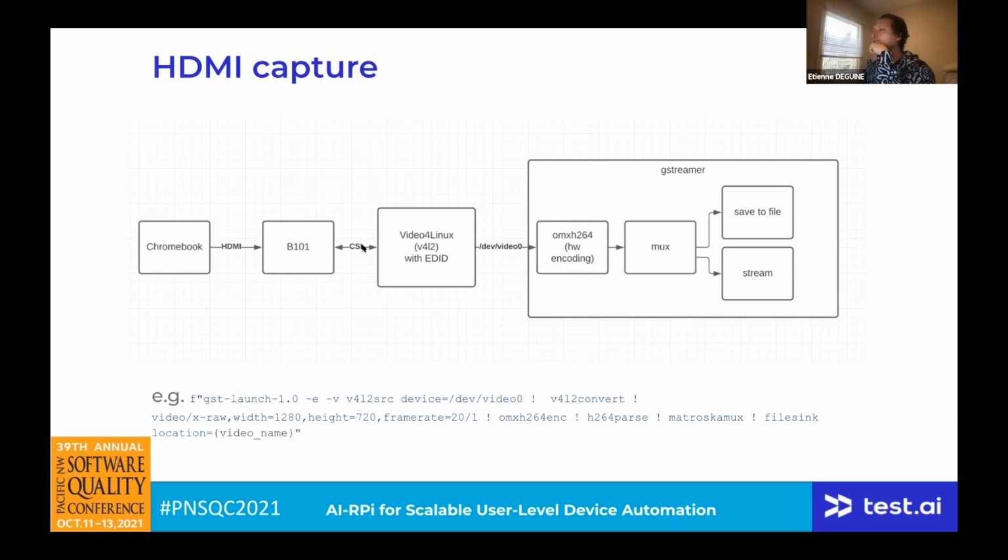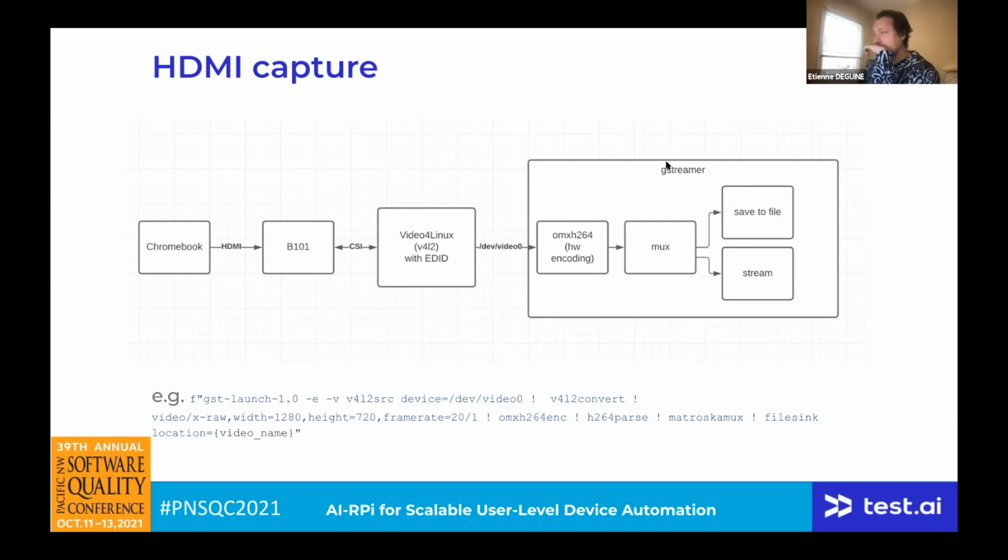CSI is like one of those kinds of plugs that is on the motherboard of the Raspberry Pi, so it's inside the box. Then once you have this, we use a set of drivers called Video for Linux to basically show the device as /dev/video0. So it just shows up in Linux like any other video device. And then we pipe this video into a tool called GStreamer, which is a tool for manipulating video and audio feeds. It's a bit similar to FFmpeg, but it's more flexible.